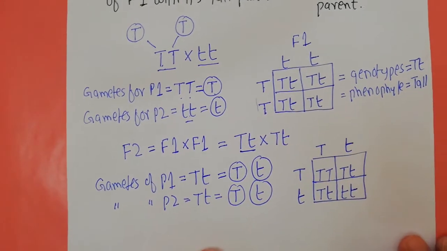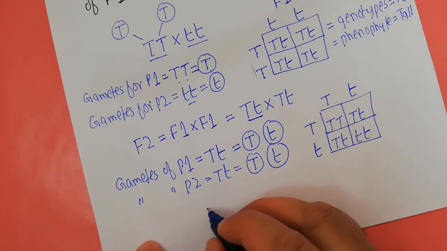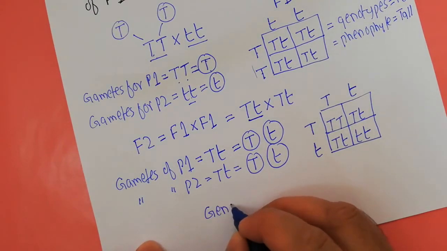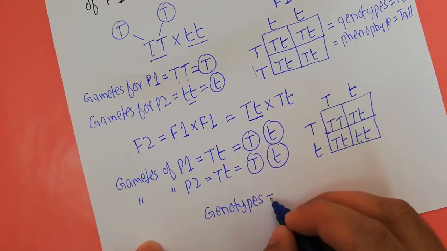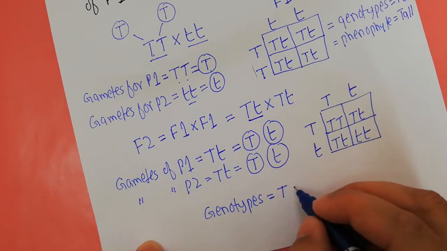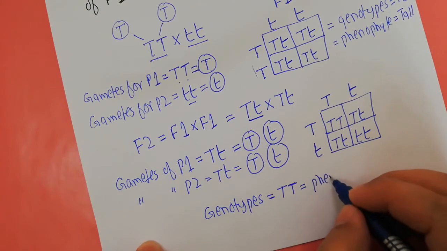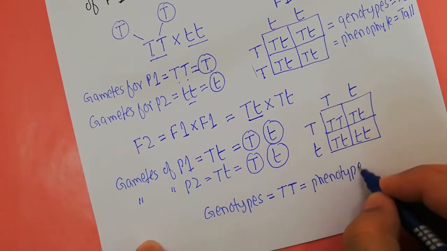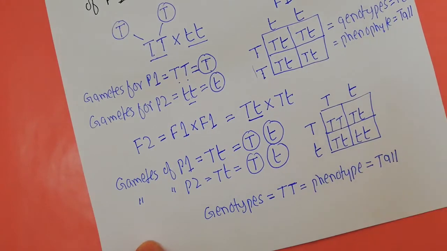Now, if you talk about the genotypes of the offspring, you are actually having three kinds of genotypes over here. One genotype is the capital T and the capital T, and its phenotype will be tall, because the capital T and capital T represent a tall phenotype.